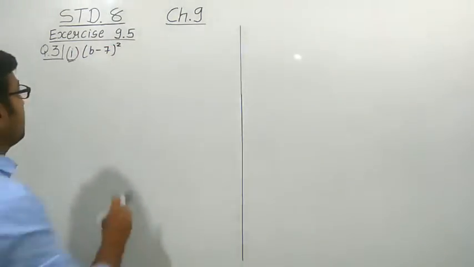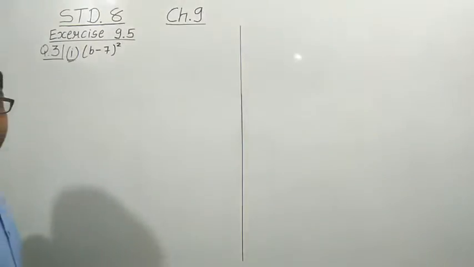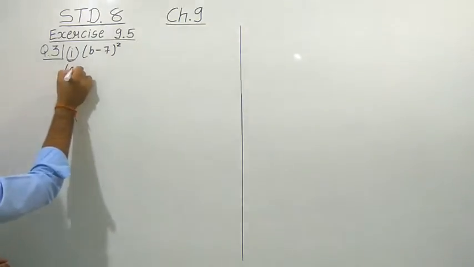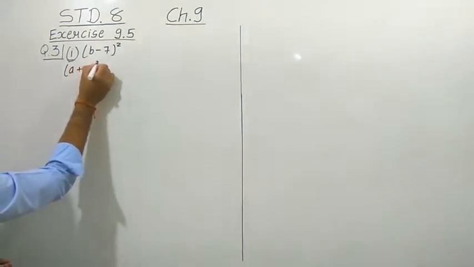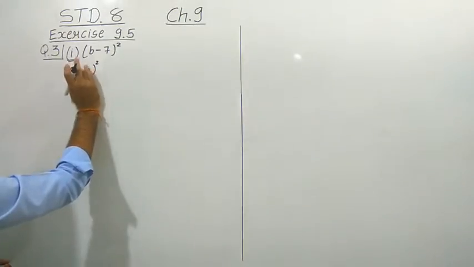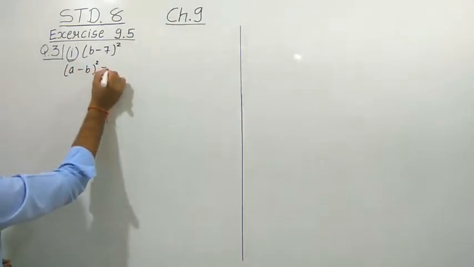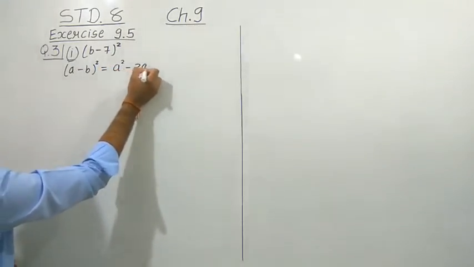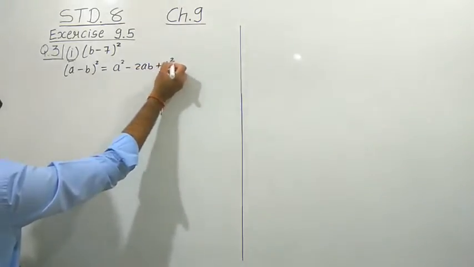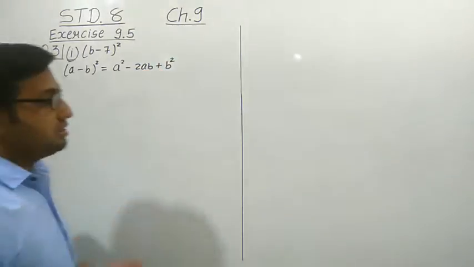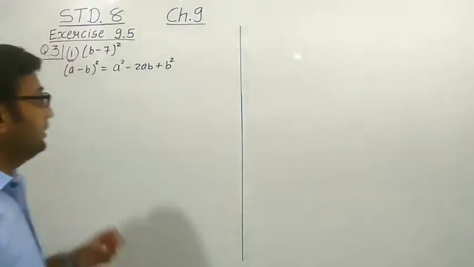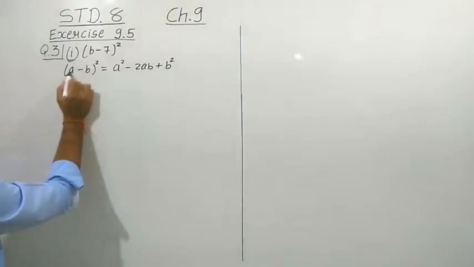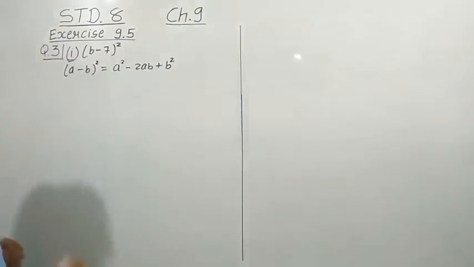So here we have to use the identity number 2, which is a plus b whole square, right? It is like this: a plus b whole square, sorry, a minus b whole square. The second identity is for the minus. So here we can write it as a square minus 2ab plus b square. And how we can write this, that you know now very well, right? Okay, so here we have to consider a as b and b as 7, right?